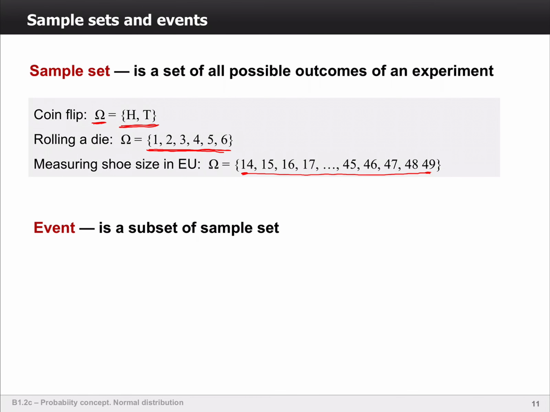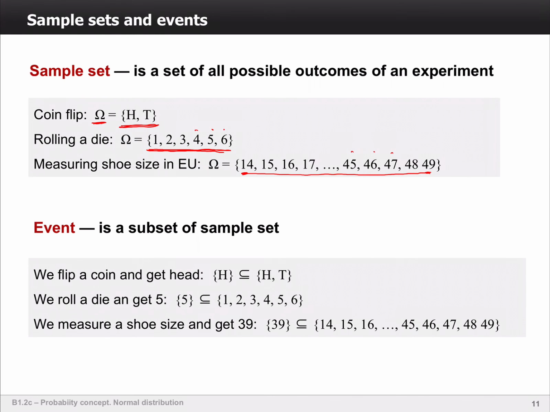Okay. Now we can define another thing. It's an event. An event is a subset of a sample set. So if you take any subset from these sample sets, it will be an event. For example, we flip a coin and get a head. So this is an event, and it's a subset of the sample set. Or we roll a die and get 5. So again, we got an event, and this is a subset of the sample set.